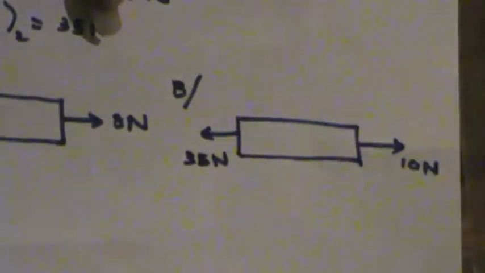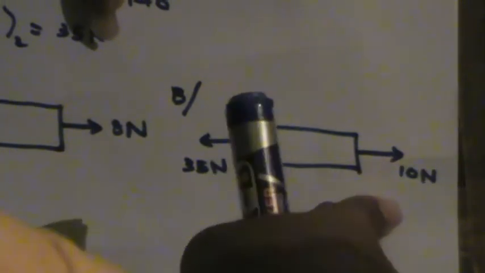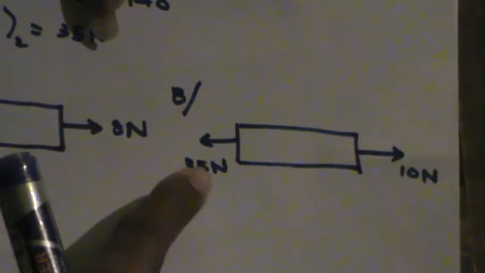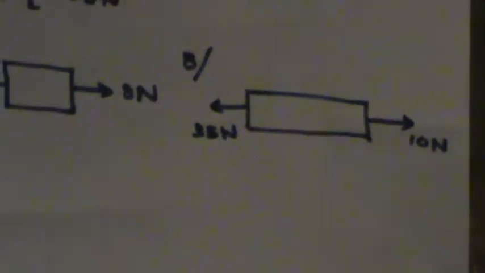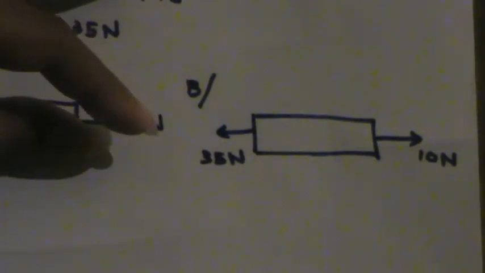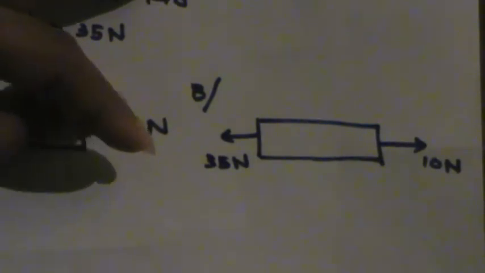If I consider B, the total applied force, actually we didn't apply a force, but the frictional force was applied, 10 newtons, right? So the total applied force on this object, whether we applied it or the friction applied it, is 10 newtons, and the total opposing force on this object is 35 newtons. So this object will also not move because the total applied force will be less than the total friction force.